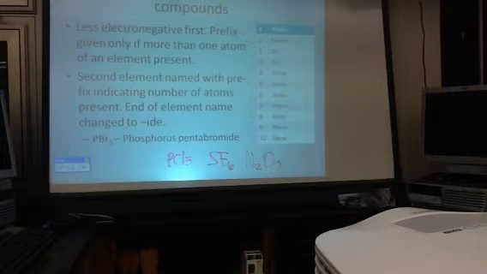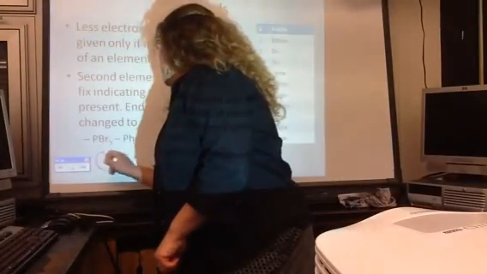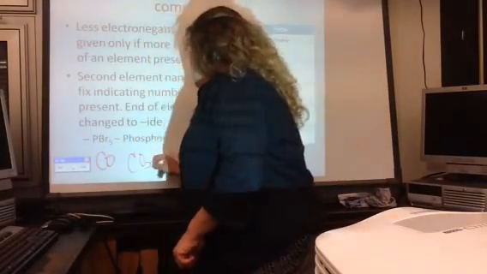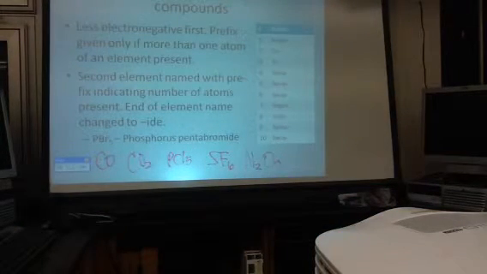Okay, let's do these last two. CO and CO2. You're familiar with these. These are chemical names you probably hear every day. When there's just one on the second element, you use mono. You never use mono on the first. You never use the prefix for just one on the first element.